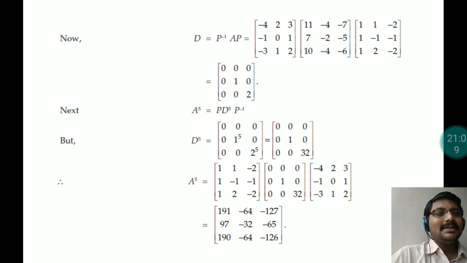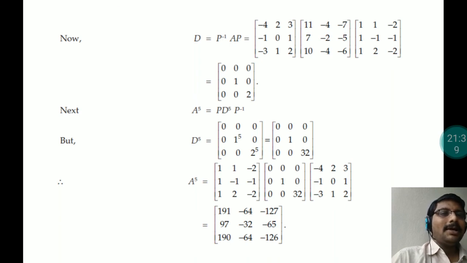Multiplying these three matrices, we will get the result as the matrix 0 0 0, 0 1 0, 0 0 2. Clearly observing this matrix, the principal diagonal elements are the only non-zeros and the remaining elements are zeros. It is called a diagonal matrix. Thus, computing P inverse AP, we get the result as D, a diagonal matrix. Thus, A is diagonalizable. Now we can compute the power matrix A power 5.